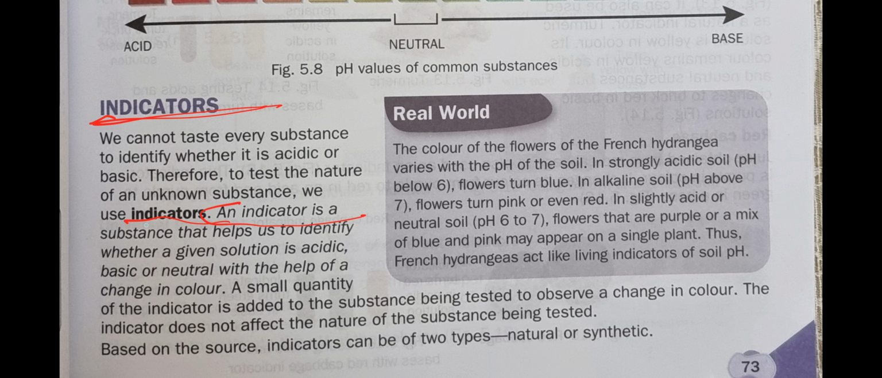An indicator is a substance that helps us to identify whether a given solution is acidic, basic or neutral with the help of a change in color. A small quantity of an indicator is added to the substance being tested to observe a change in color. The indicator does not affect the nature of the substance being tested. Based on the source, indicators can be of two types, natural or synthetic.